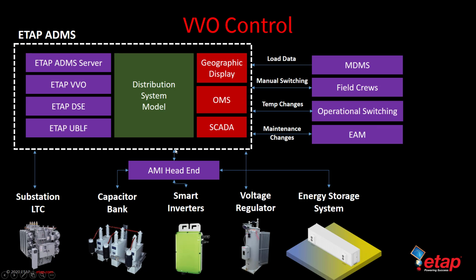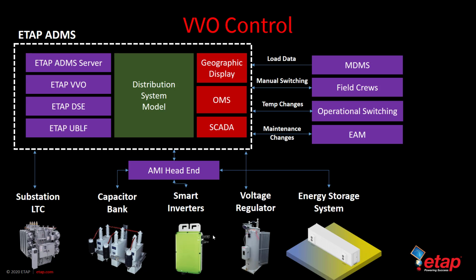But in addition to that, it also takes into account the ability to control things such as substation load tap changers, voltage regulators, and using AMI head-ends particularly, we can also communicate to capacitor banks, smart inverters, and energy storage systems that are not necessarily the large-scale systems, but the residential and small commercial size systems, in addition to the ones that might be connected directly to the utility feeder.